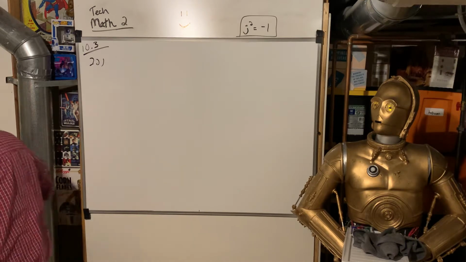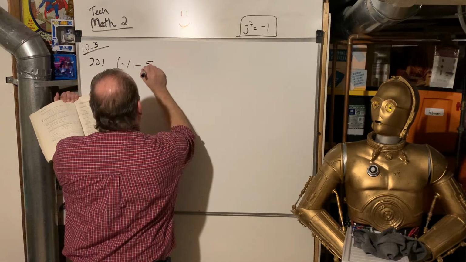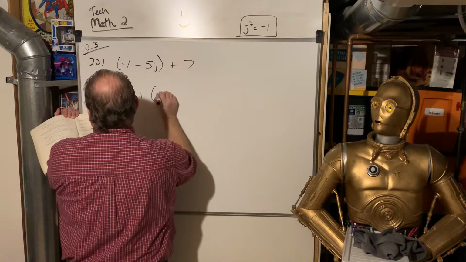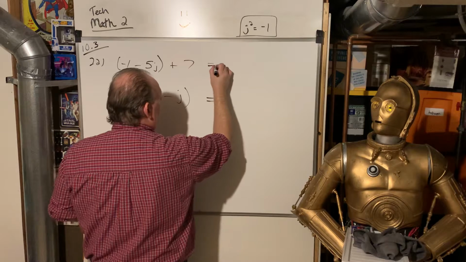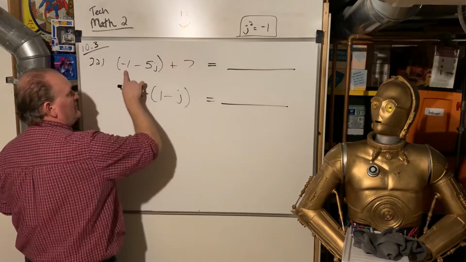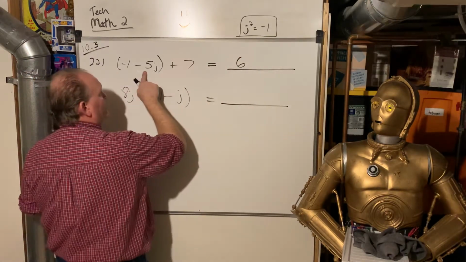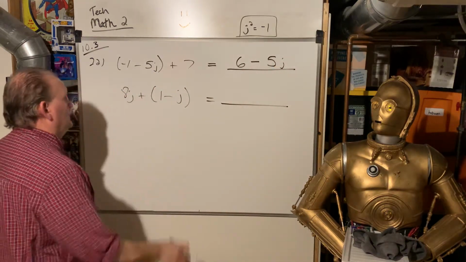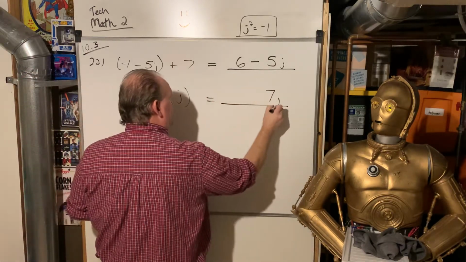In subtract, so look, they have -1 minus 5j plus 7, and they have 8j plus 1 minus j. And so just like what you did before in algebra, combine like terms. That's all you're doing. So -1 goes with the 7, so we'll make that 6. And then there's nothing for that, so it just stays minus 5j. And that's it. The 8j gets to go with the -1j, so that becomes 7j.